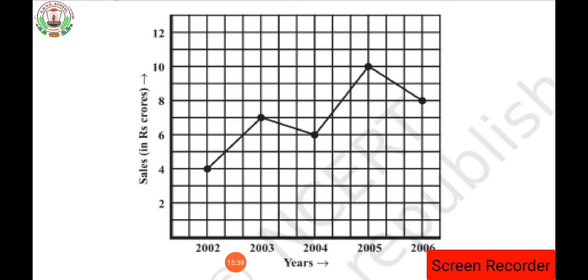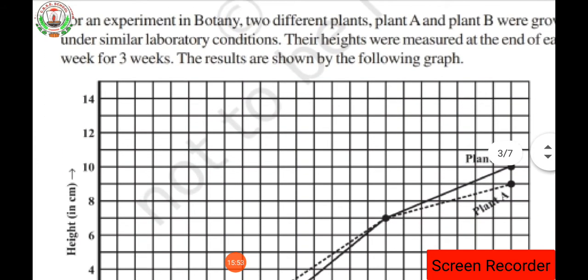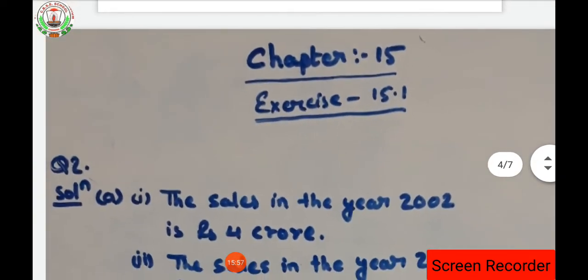Clear everyone? And in the last part of the question it is asked, in which year was there the greatest difference between the sales as compared to its previous year. So in which year? Of course we can see that it is between 2004 and 2005 that the greatest difference is observed. Clear? So which year is it?